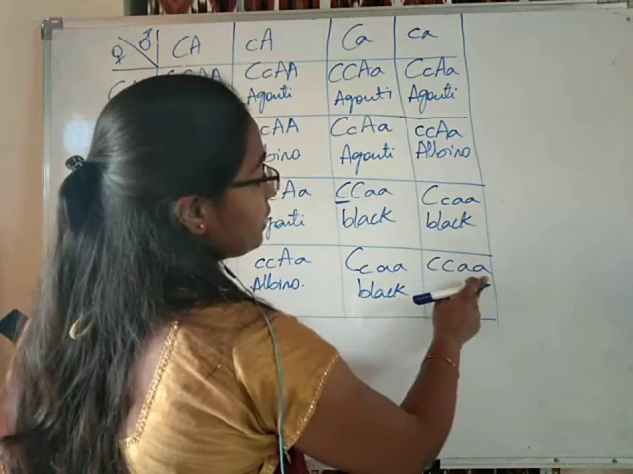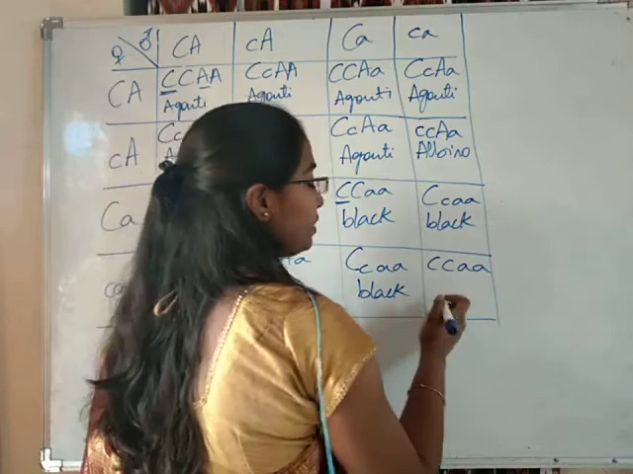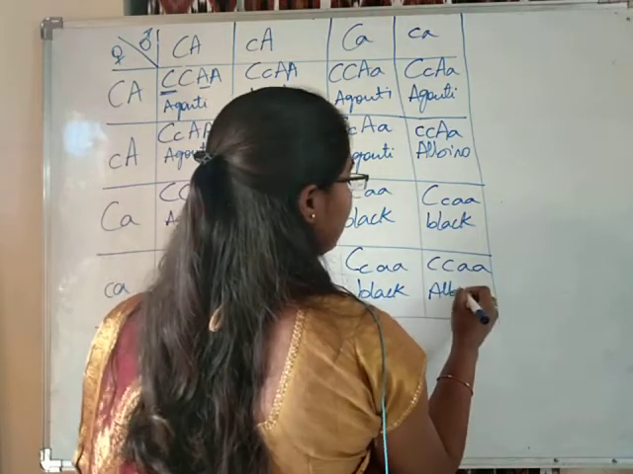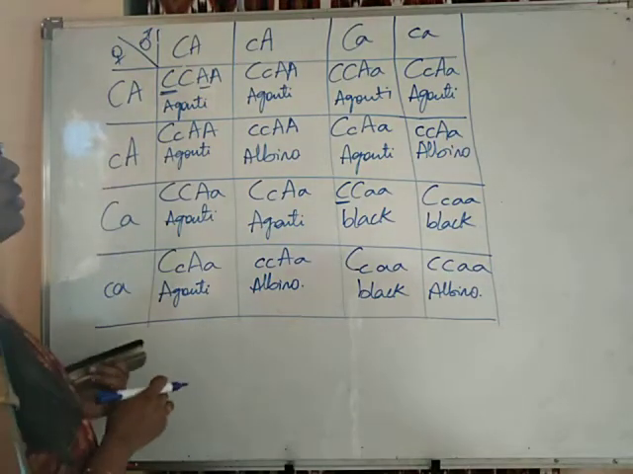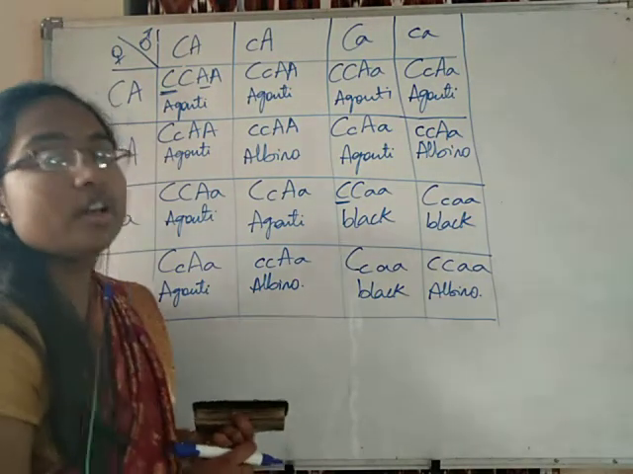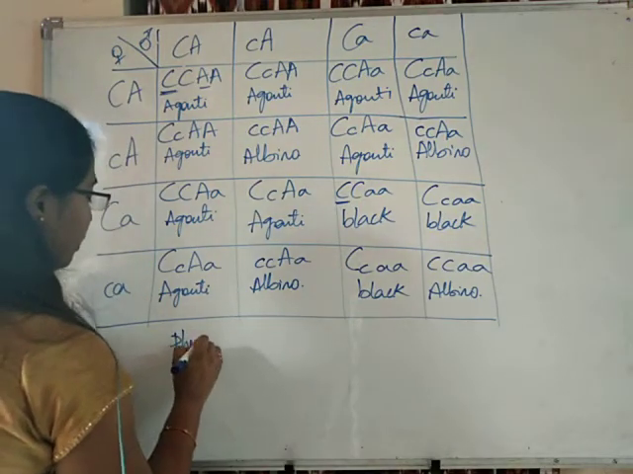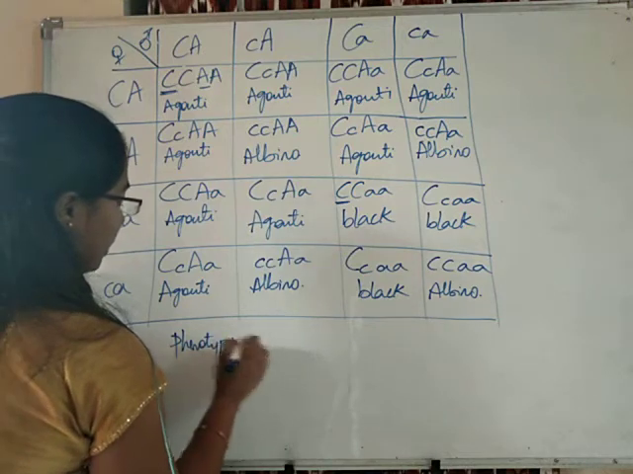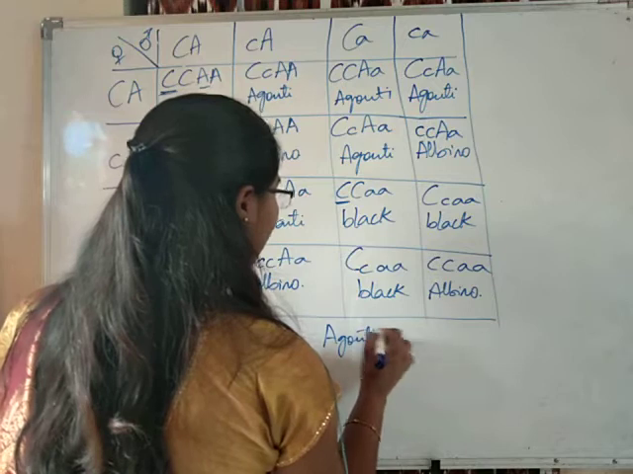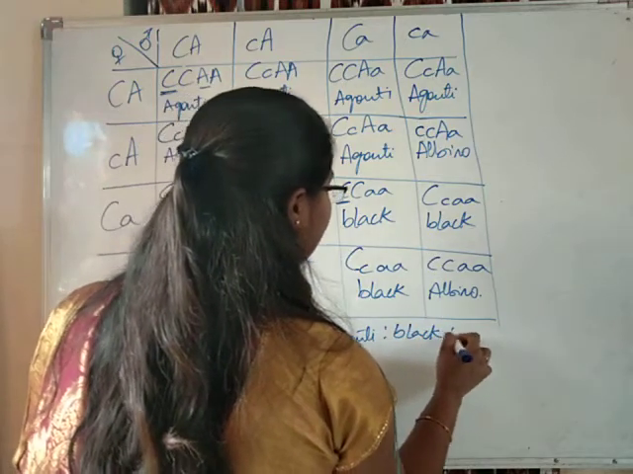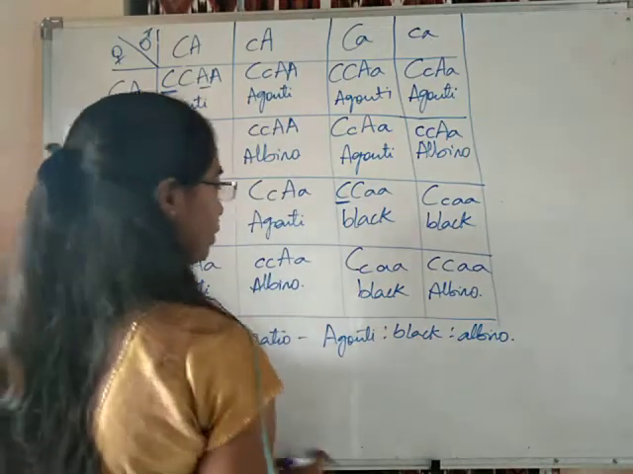Small c, small a, small a, this individual has all recessive alleles only, so this individual is definitely an albino. Now we have understood the phenotypes and genotypes of the individuals, so now let us find out the phenotypic ratio of agouti to black to albino.